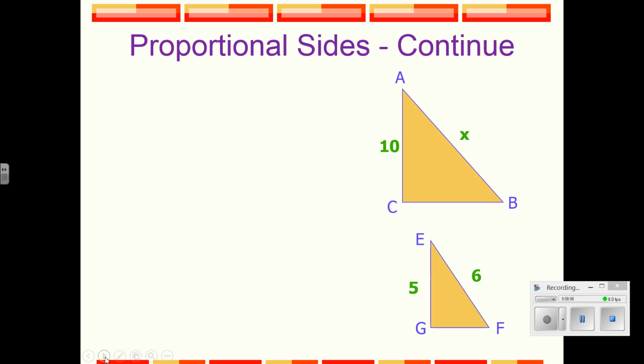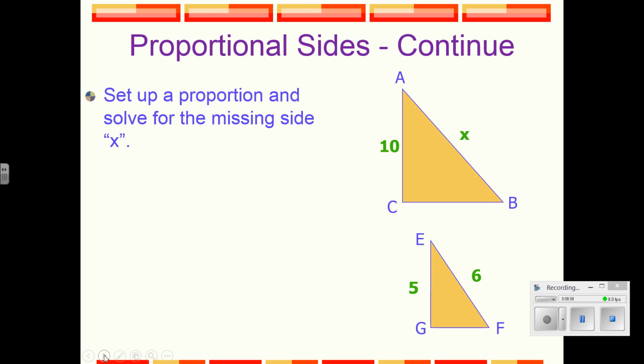All right, so let's go ahead and set up a proportion and solve for the missing side x. Well, let me get out my pen. If I know that 10 corresponds with 5, I want to write a ratio on one side of the proportion. The way 10 corresponds to 5 is the same way that this side that is called x should correspond to 6.